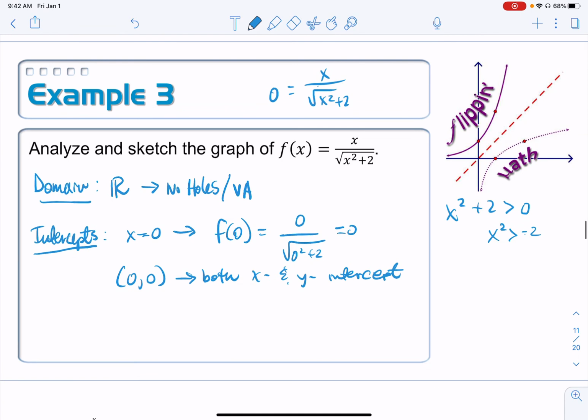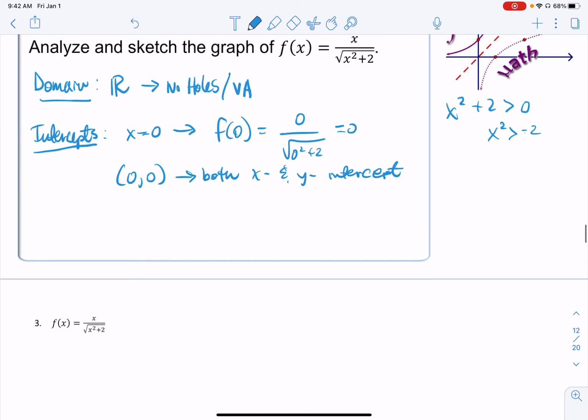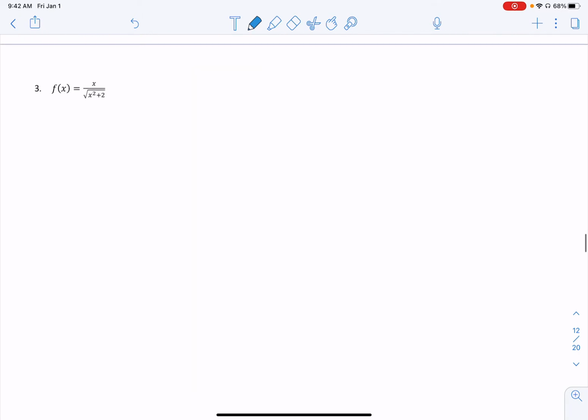Anyway, I did mention something about horizontal asymptotes. Horizontal asymptotes happen or possibly happen where x is approaching positive or negative infinity. But it's also possible that you just have infinite behavior, that it's going to go up or down. In either case, we're going to find that out with a limit as x approaches infinity of that function there. So we've got x over square root of x squared plus 2.